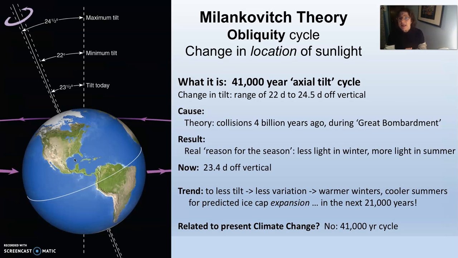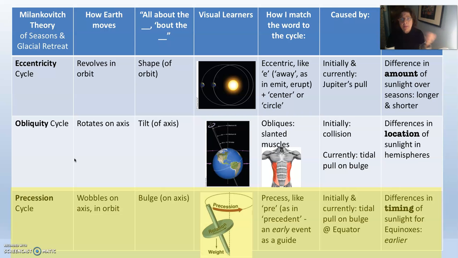No, it is not. This is a change, again, that happens over tens of thousands of years, and our climate change is evolving quite rapidly within a century. So while this theory worked for the ice sheets, it's not working for our climate change right now. We are going to get to precession, that's the third cycle, on the next video, and we have a lot to talk about there. So I will see you on the next video.